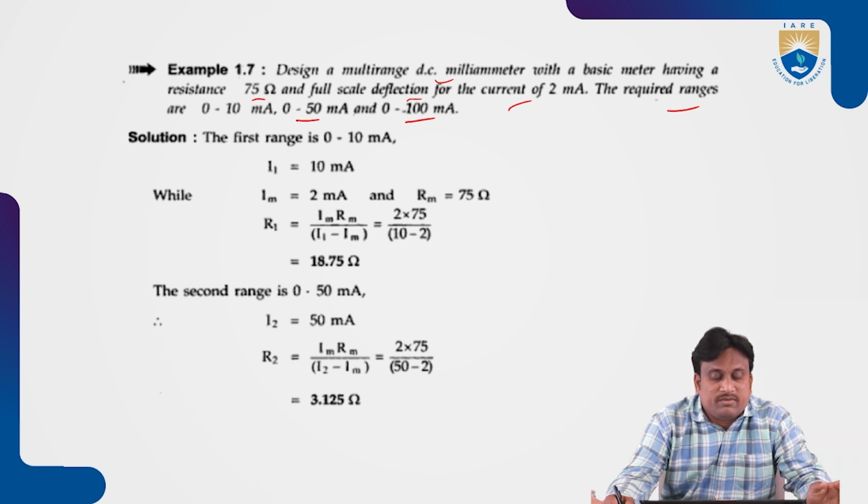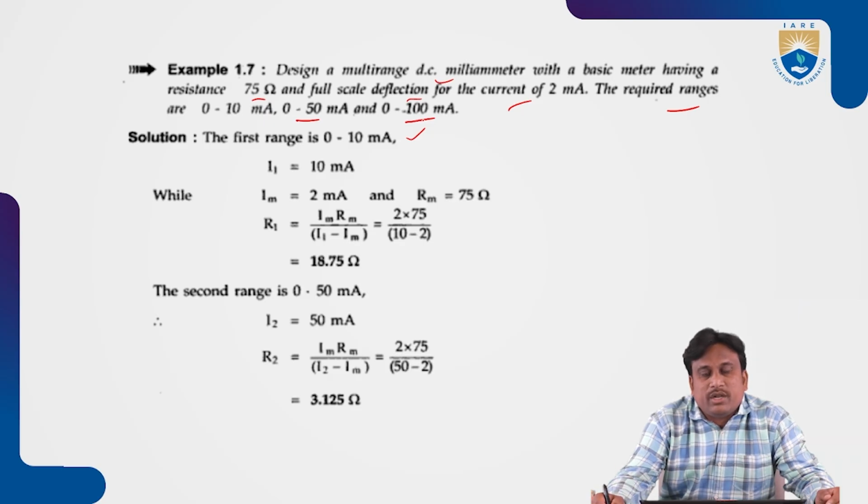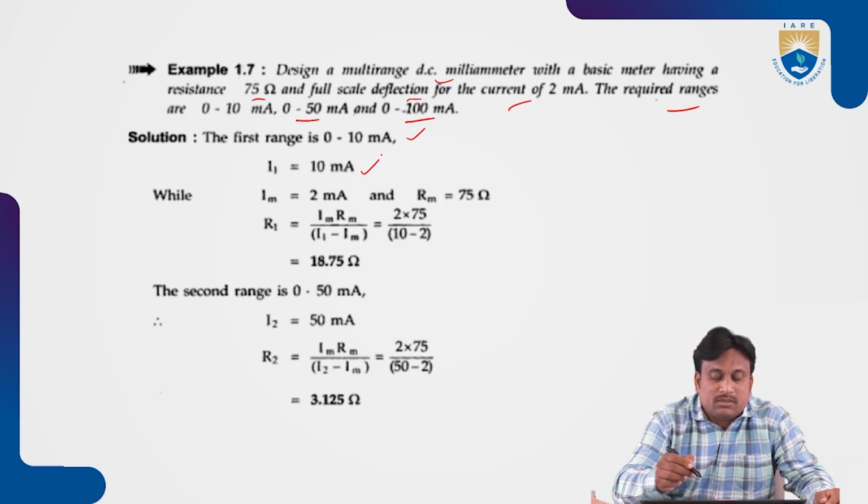So the ranges are given up to 10 milliamps, 50 milliamps, and 100 milliamps respectively. Here we will do it with the first range, 0 to 10 milliamps. This current is considered as I1. I1 is 10 milliamps, the meter current is 2 milliamps full scale deflection, and the meter resistance is 75 ohms. Then you need to calculate the first resistance R1.